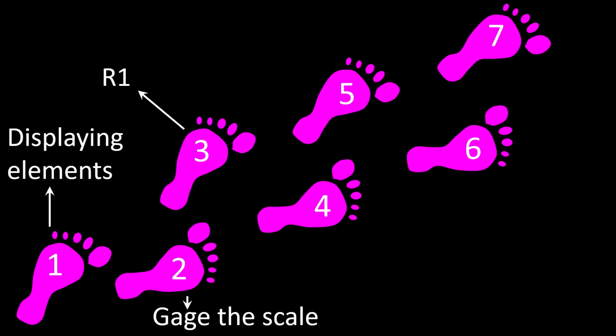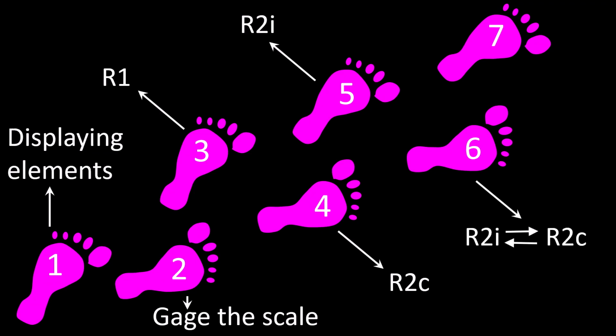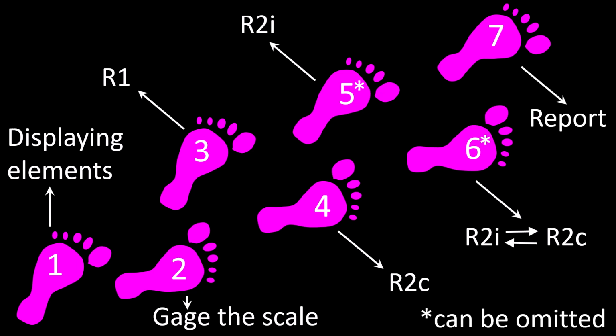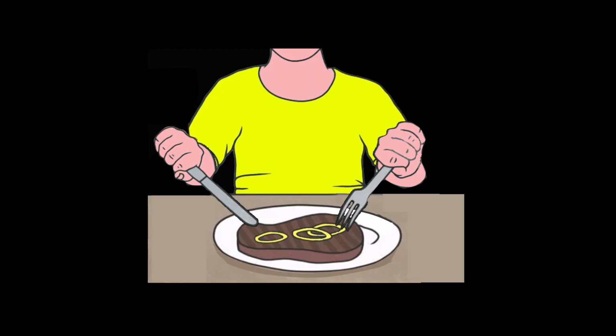Step 3 is the assessment of R1 responses. Step 4 is the assessment of R2 contralateral responses. Step 5 is the assessment of R2 ipsilateral responses. Step 6 is to compare R2 ipsilateral and contralateral triggered by the same stimulus. And Step 7 is the writing of the report. Step 5 and Step 6 can be omitted if Step 3 and 4 yield unequivocal normal results. So let's get to it.